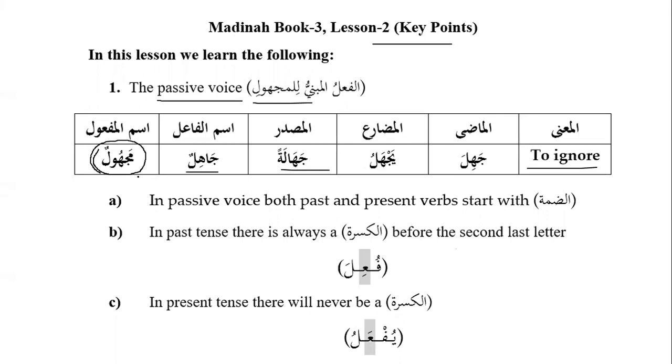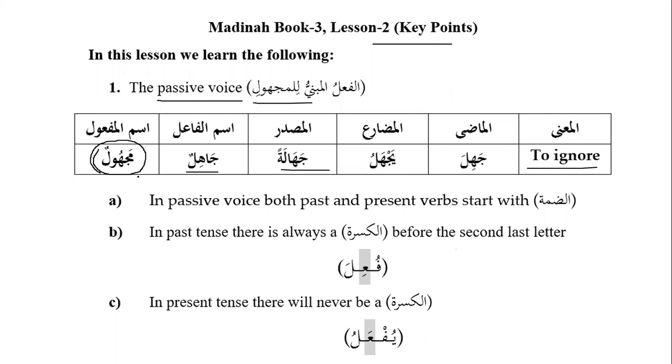Then why do we call it majhulun? Because the doer in such sentences is unknown. We don't know who performed the action. For example, we say, Nasara Bilalun Zaidan: Bilal helped Zaid. But if we say Nusira Zaidun, Zaid was helped. Do we know who helped Zaid? The doer is not there.